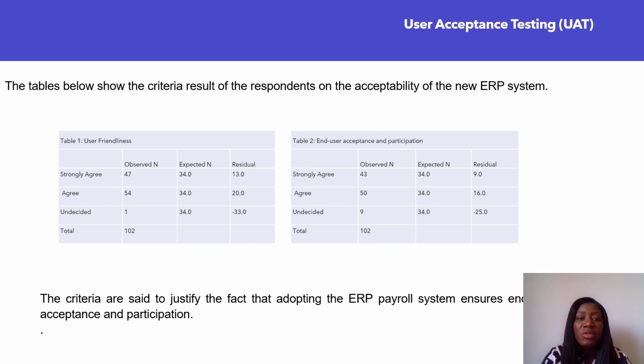On the right, we have 102 respondents who responded to the question on end user acceptance and participation of the ERP payroll system, and we have 43 who strongly agreed, 50 agreed, and 9 undecided. Now, the criteria are said to have justified the fact that adopting the ERP payroll system ensures end user acceptance and participation.